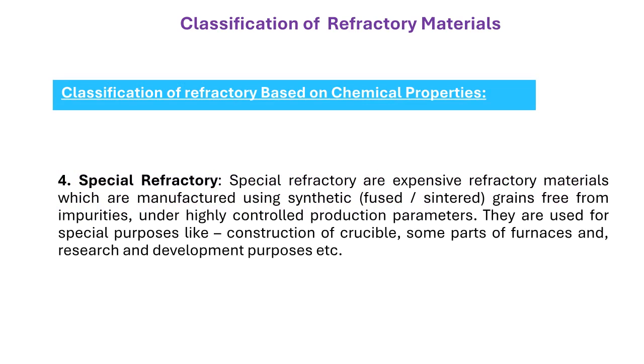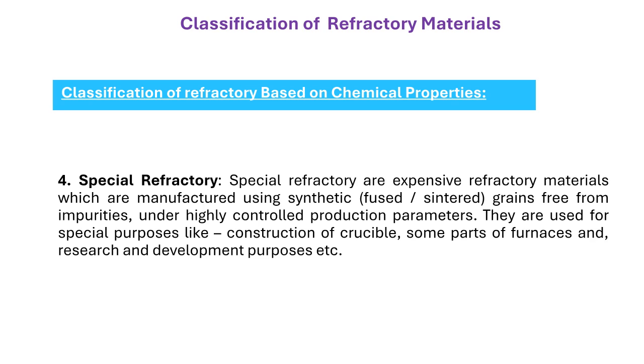Finally, let's talk about special refractories, the highest performance tier of refractory materials, designed for the most demanding applications. These are premium materials, manufactured using synthetic fused or sintered grains that are completely free from impurities. The production process is carried out under highly controlled conditions to ensure absolute consistency and purity. Because of their exceptional properties, special refractories are used in critical applications such as the construction of crucibles for ultra-high temperature processes, key furnace components where failure simply cannot be allowed.